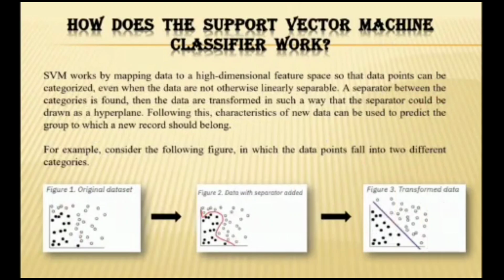So, how does the support vector machine classifier work? SVM works by mapping data to a high-dimensional feature space so that the data points can be categorized, even when the data are not otherwise linearly separable. A separator between the categories is found, then the data are transformed in such a way that the separator can be drawn as a hyperplane. Following this, characteristics of new data can be used to predict the group to which a new record should belong. For example, consider the following figure in which the data points fall into two different categories. These pictures are examples for support vector machine.